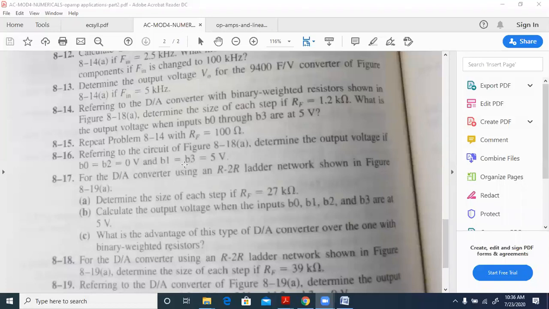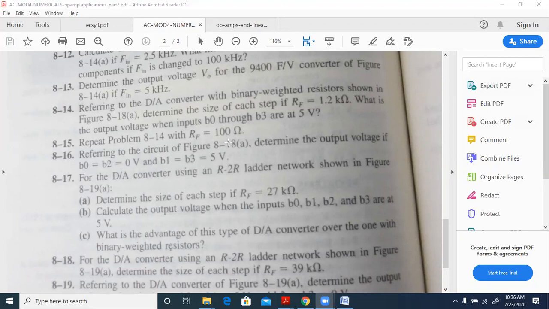So in that case, you need to multiply the step size with the value of 10 to get the output voltage, whatever the step size. In 8.18, the step size is minus 0.5, times 10 will give you minus 5 volts. If you consider RF equal to 1.2 kilo ohms for this problem, the step size will be 0.6 volts. Therefore, the output will be minus 0.6 into 10, that will be 6 volts.